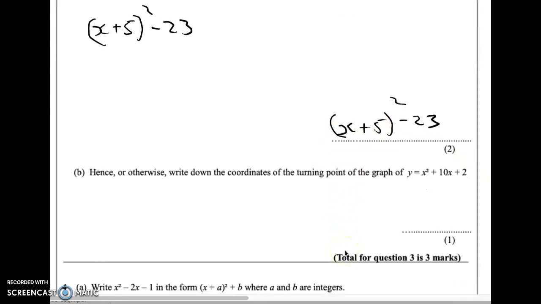The turning point, so again, we want everything in here to equal 0, so x has to equal minus 5. And when x is minus 5, y equals minus 23. Okay, questions are just pretty much the same every time now.